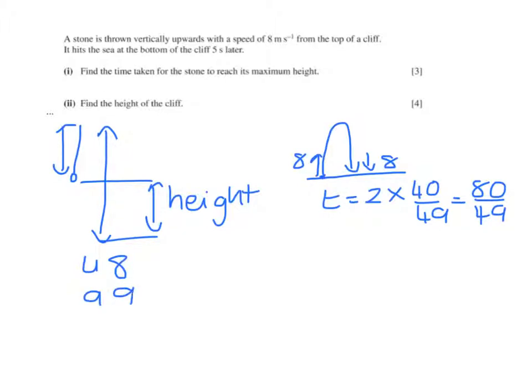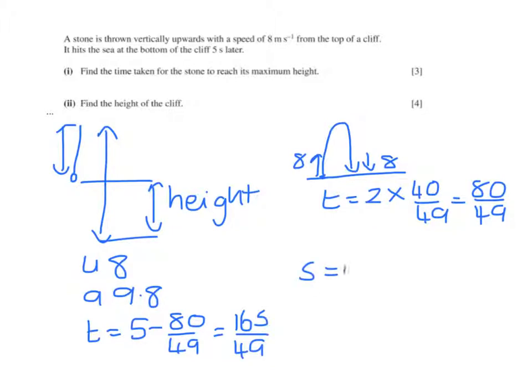Acceleration is 9.8, and it's plus 9.8 because we're working down. And time will be 5 minus 80 over 49. The time to go up, the time to come down. And that is 165 over 49. Remember, your Casio works in fractions, so use it.